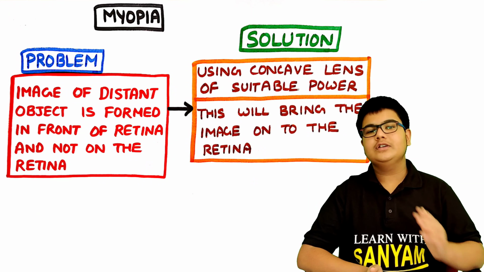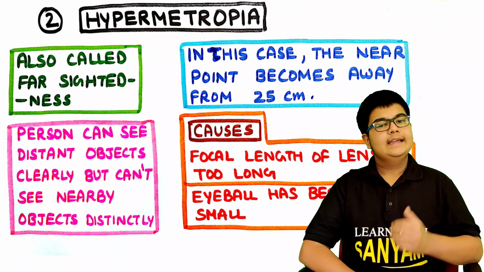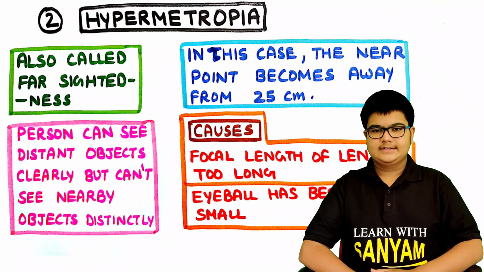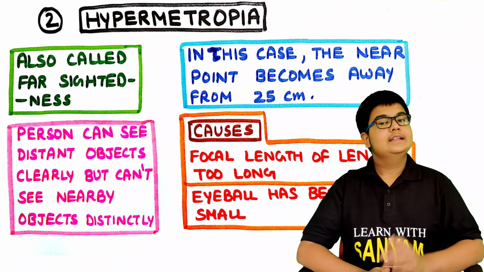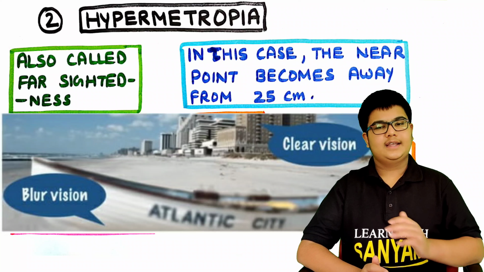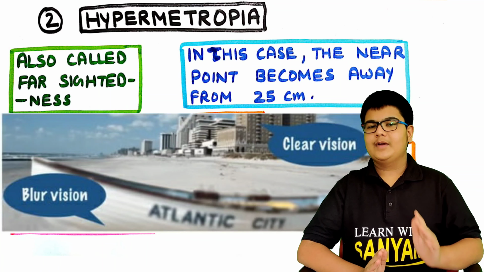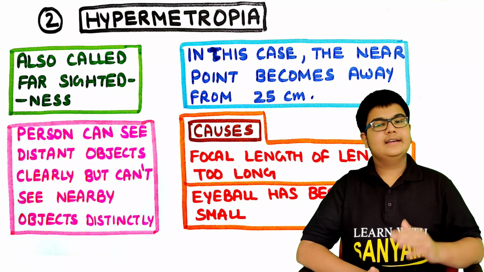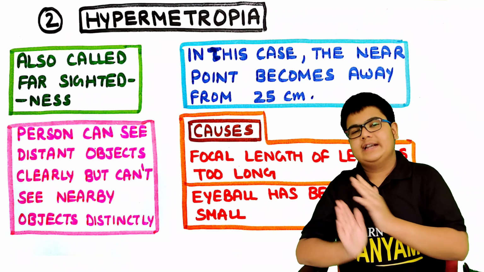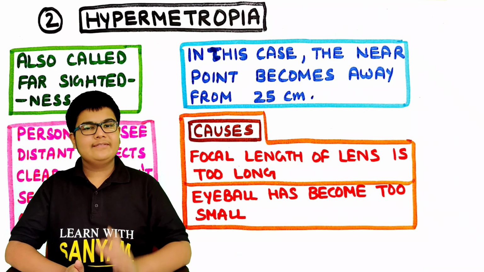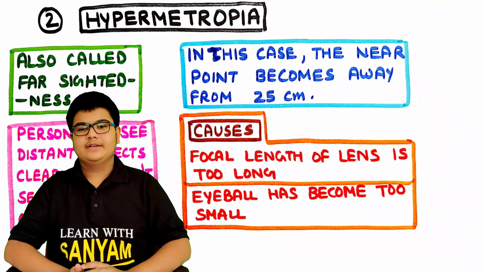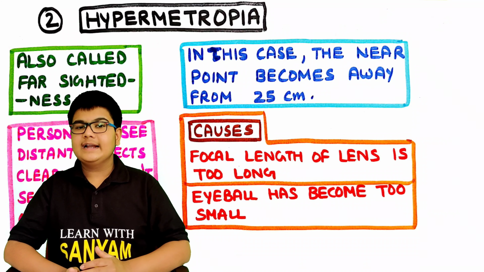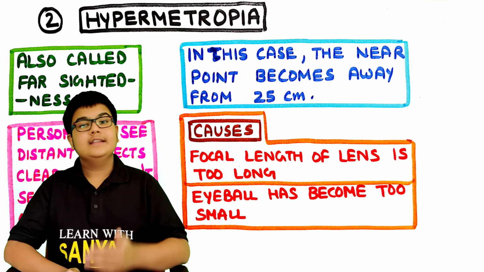The second vision defect is hypermetropia. It is also called farsightedness. It is the opposite of myopia. In hypermetropia, the person can see distant objects clearly, but cannot see nearby objects clearly. In this case, the near point becomes farther away than 25 cm. The normal near point is 25 cm, but in a hypermetropia patient, the near point moves away from 25 cm, so the person cannot see nearby objects clearly.